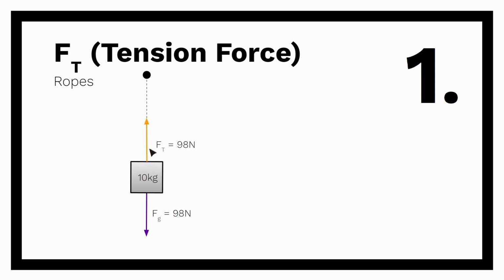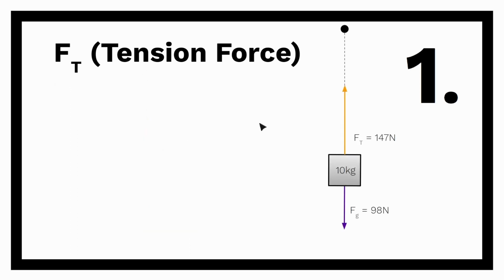And just like the normal force, actually, when there's only one rope pulling it up, it has to equal the force of gravity. So when you have the force of gravity pulling it down with 98 newtons, in order to stay still, it has to be pulled back up with 98 newtons. And that's really all there is to it with tension. Until you start pulling stuff harder.